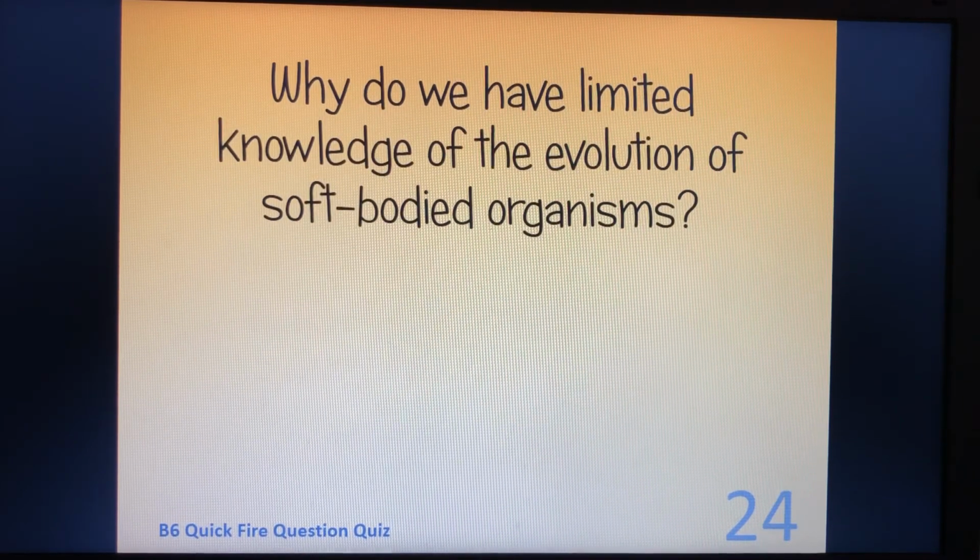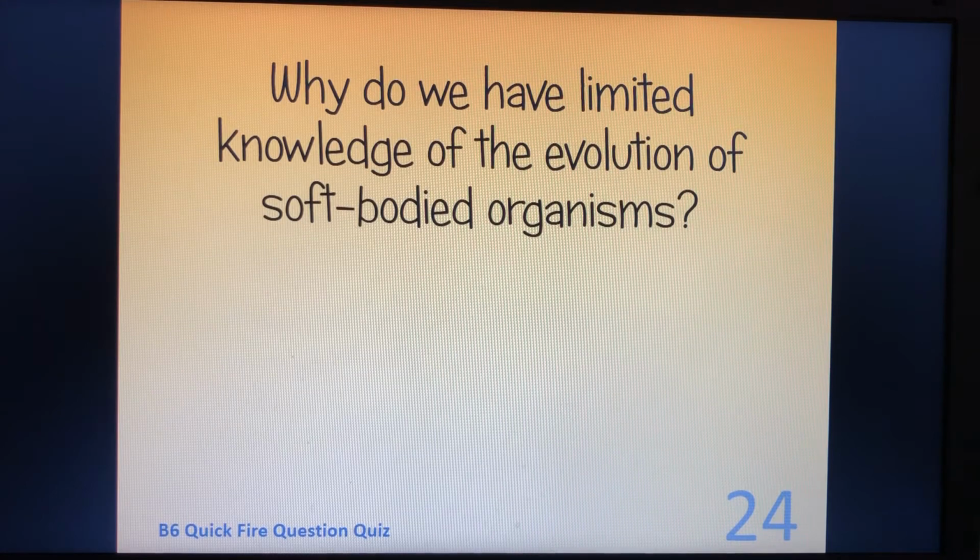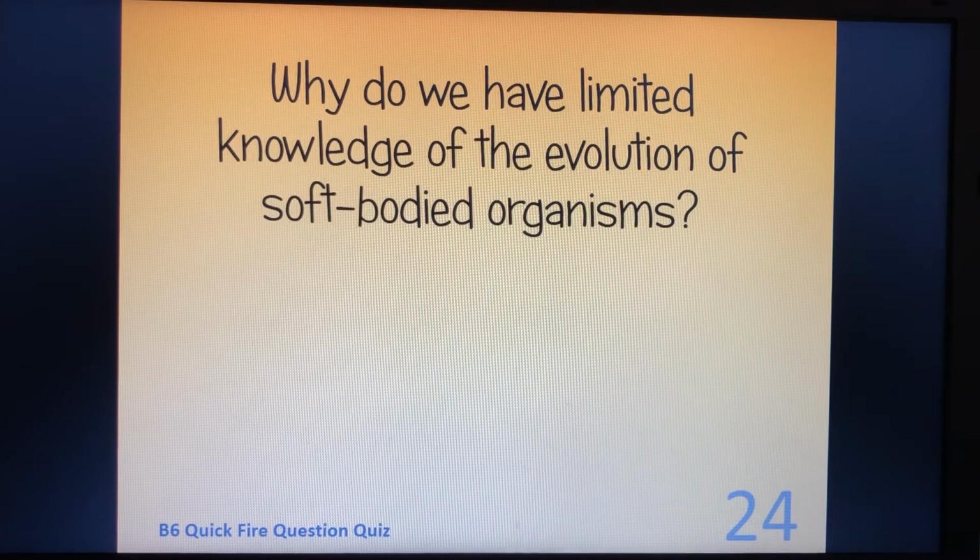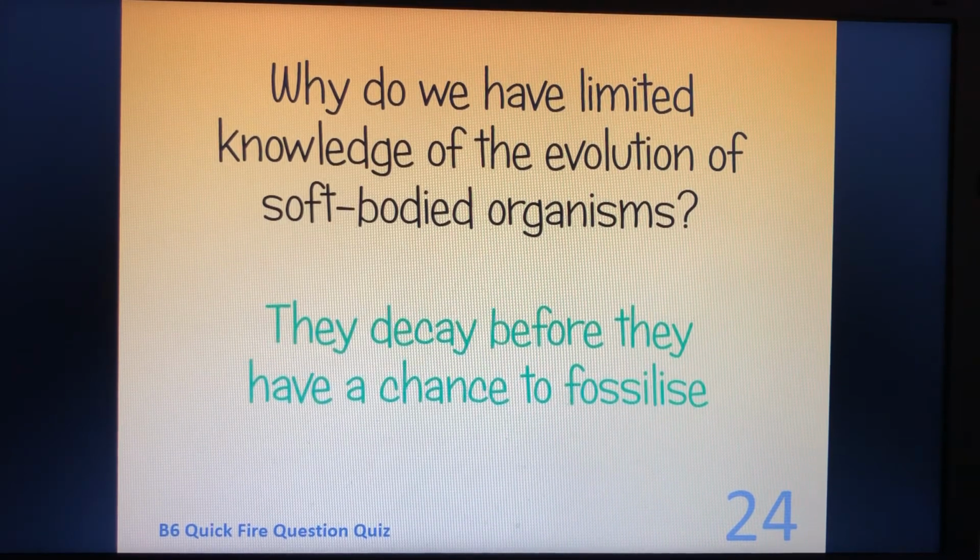Question 24. Why do we have limited knowledge of the evolution of soft-bodied organisms? I'm talking about the jellyfish, maybe a starfish, that kind of thing. Why don't we have much knowledge of how they've developed over time? And the answer is they decay before they have a chance to fossilise. So we don't have any fossils to see how they've developed over time.